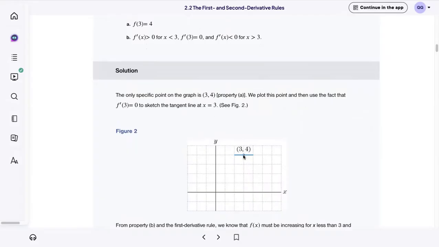So we have this (3, 4) point. Because of this condition, we know this is an extreme point. On the left-hand side of 3, the value is less than 3. Because the derivative is positive, that means the function increases. We don't know how, but somehow it increases like this. Then on the right-hand side, the function decreases because the derivative is negative. Something like this.